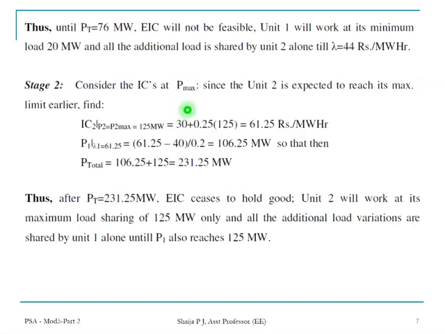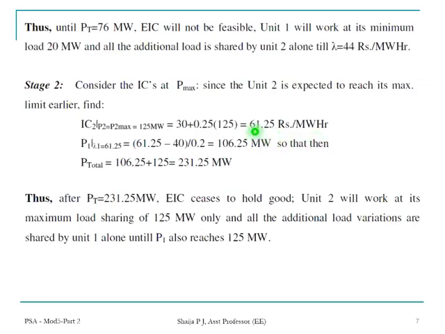Now consider the IC values corresponding to P max. Since unit 2 is expected to reach its maximum limit earlier, we can find IC2 corresponding to P2 max. P2 max was given as 125. So it will be 30 plus 0.25 into 125, which gives 61.25 rupees per megawatt hour.